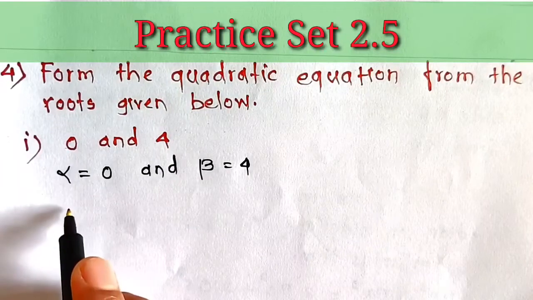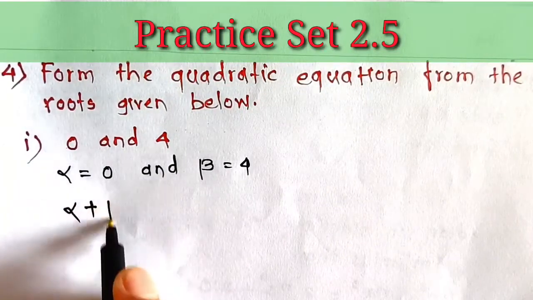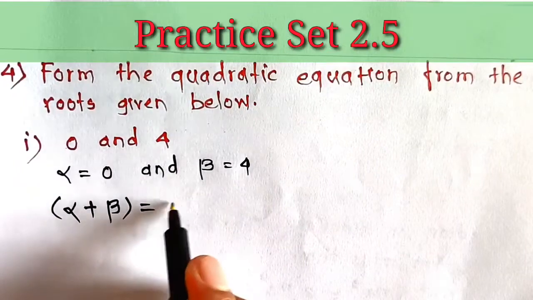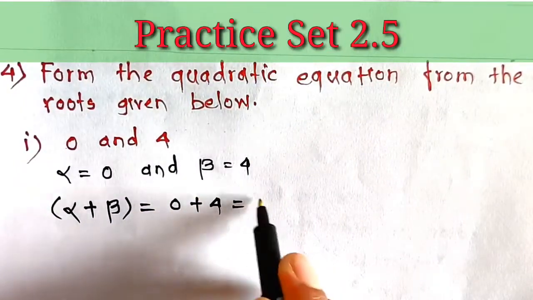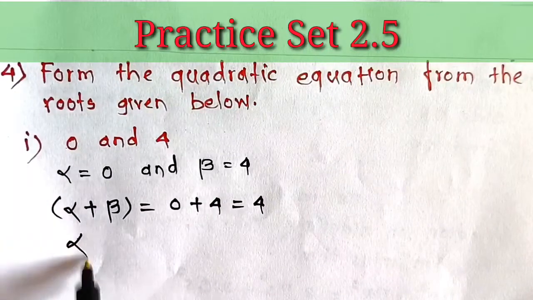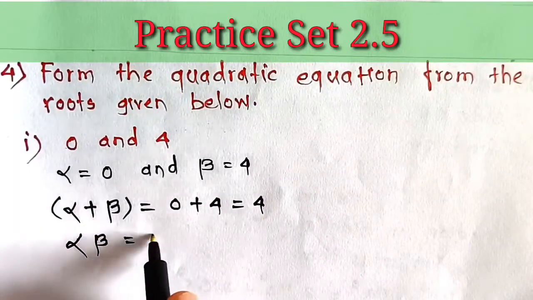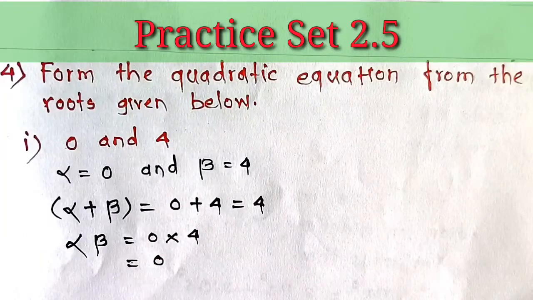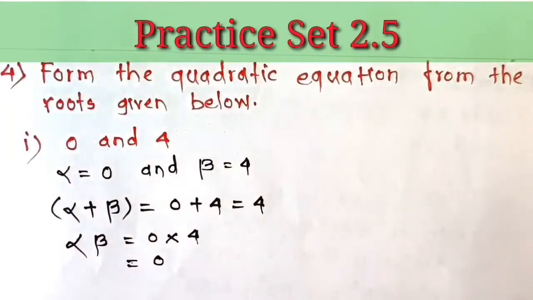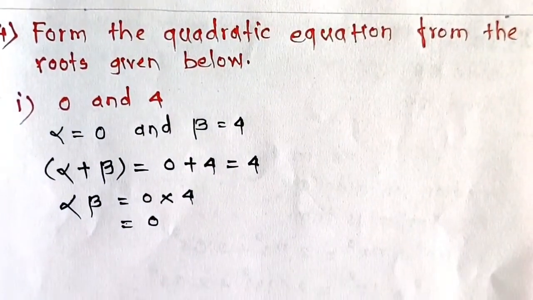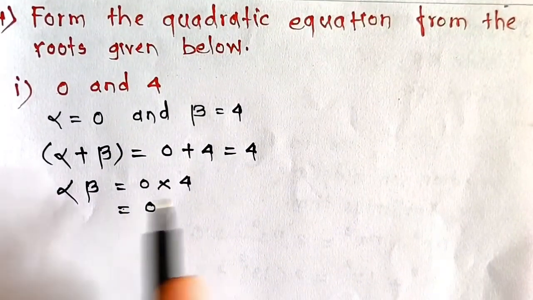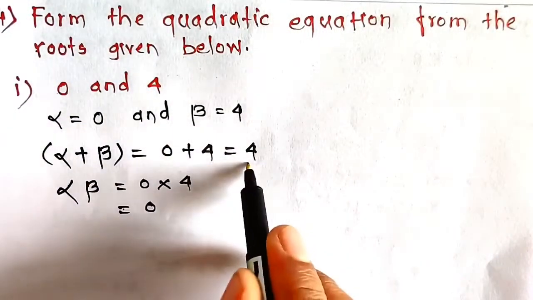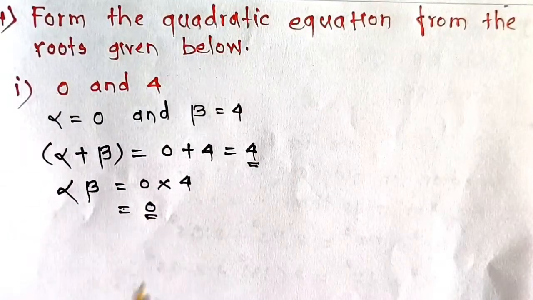So first we have to find the value of alpha plus beta, that is equal to 0 plus 4, which is equal to 4. Second value that we have to find is alpha beta, that means 0 multiplied by 4 is equal to 0. So first find alpha plus beta from the given values, we get 4. Then alpha into beta, that is 0.